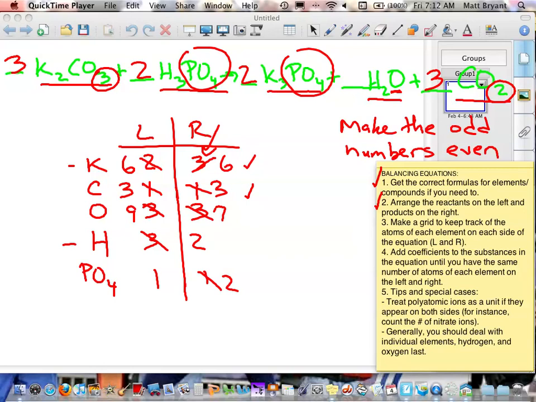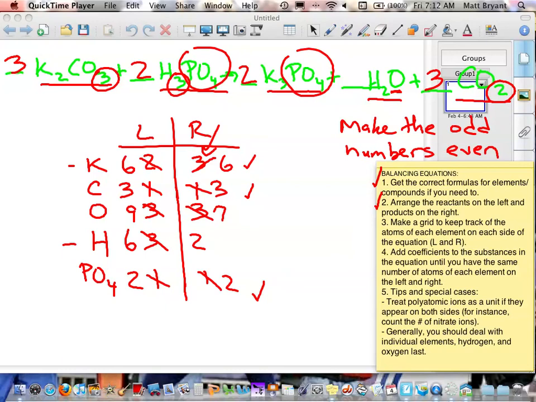So, I'm going to add a coefficient of 2 in front of phosphoric acid, H3PO4, and I'm going to multiply. So 2 times 3 gives us 6 hydrogens. And we now have not 1, but 2 phosphate ions on the left. So, phosphate's good. Carbon's good. Potassium's good. All we need to do now is figure out oxygen and hydrogen. And it looks like that should be pretty easy.